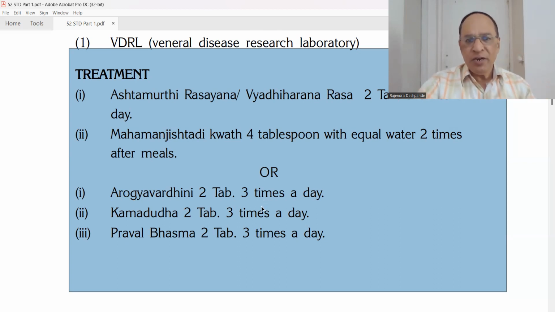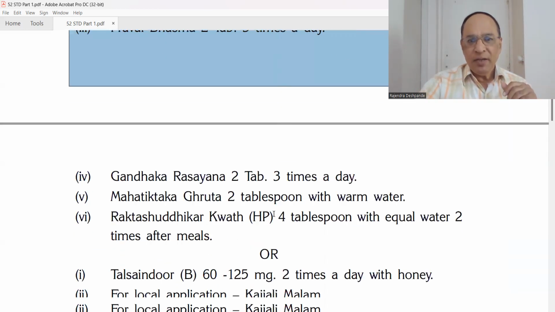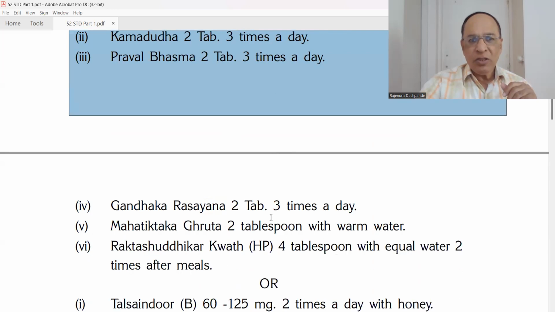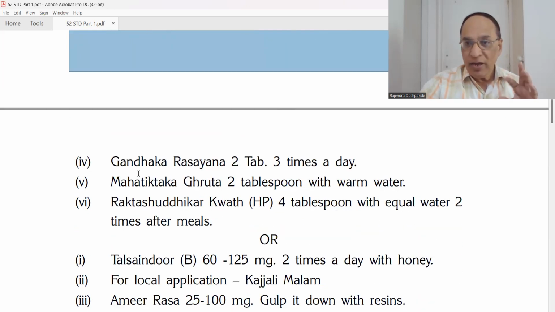Arogyavardhini, 2 tablets 3 times a day. Kamadudha, this is our anti-pittagna, for healing of the ulcer naturally, in a physiological way, not pathological, 2 tablets 3 times a day. Praval Basma, 2 tablets 3 times a day. Then you can add some other medicines, for example, an Ayurvedic antibiotic, Gandhaka Rasayana, 2 tablets 3 times a day. Then Mahatiktaka Ghrita.